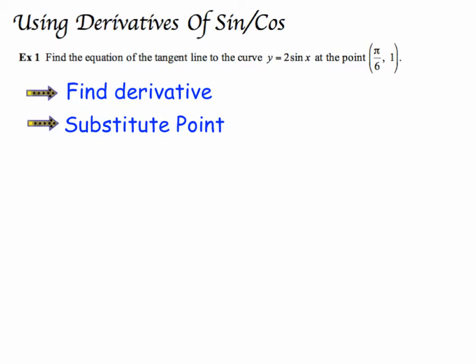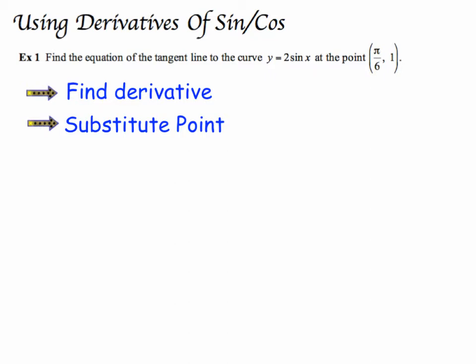So we'll work through this first example here. It says find the equation of the tangent line to the curve of y equals 2 sine x at the point pi over 6 comma 1. So the first thing we need to do is find the derivative, and then we'll substitute in the point, the x value of pi over 6, into the derivative, which will give me the slope. And then lastly, I'll form the equation.